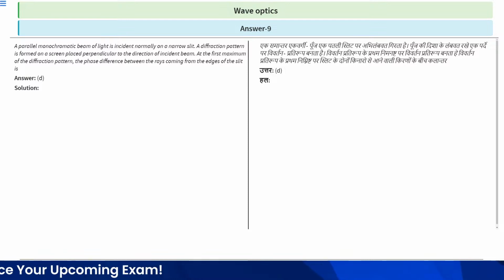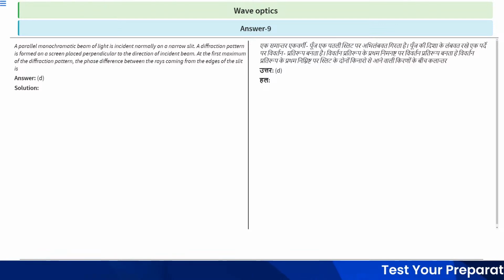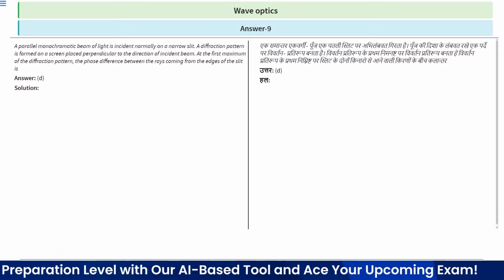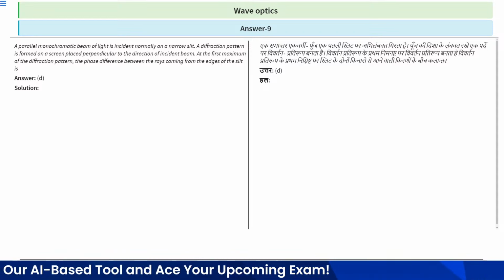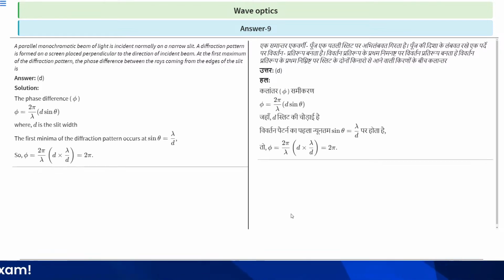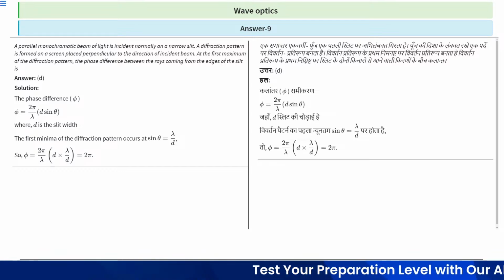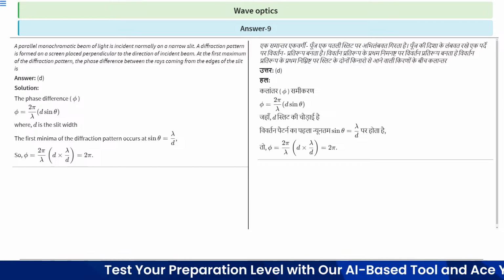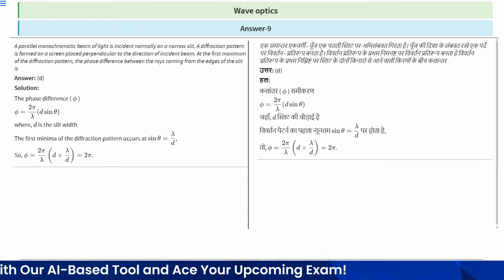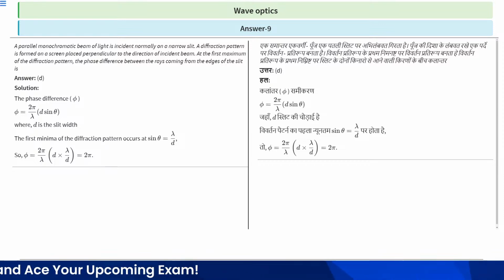A parallel monochromatic beam of light is incident normally on a narrow slit. A diffraction pattern is formed on a screen placed perpendicular to the direction of incident beam. At the first maximum of the diffraction pattern, what is the phase difference between the rays coming from the edges of the slit? So we know the phase difference, denoted by phi, is φ = 2π/λ multiplied by d sin θ. This is the formula to calculate the phase difference, where d is the slit width.